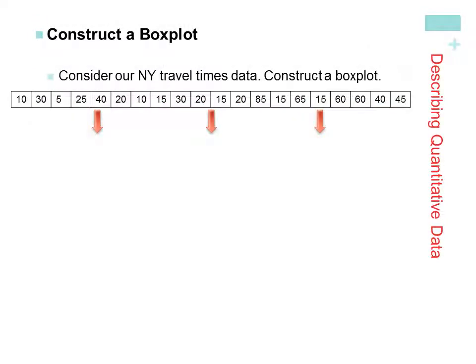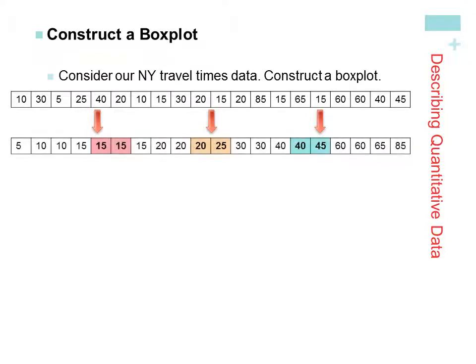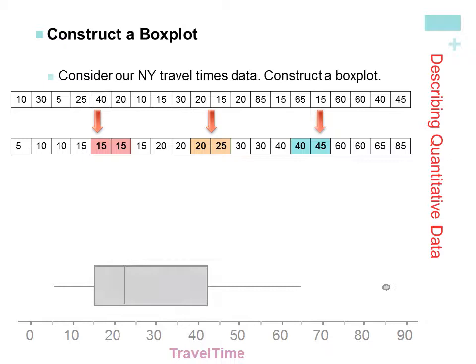Okay, so let's make a box plot of our New York travel times data. So first of all, remember to put your data in order from least to greatest. All right, we already calculated the quartile 1 to be between the two 15s. We calculated the median to be 22.5 and the quartile 3 to be 42.5.